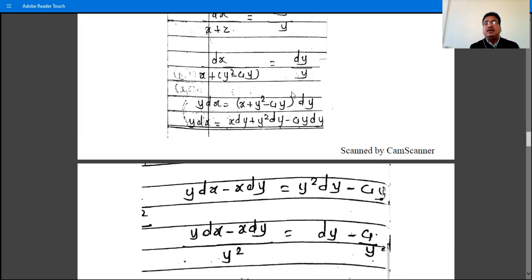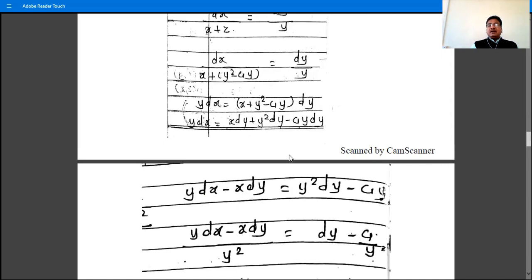So if we shift y to the LHS and shift this denominator to the RHS, after simplification we have y dx minus x dy. So what is the adjustment? If there is y dx plus x dy, then it is the derivative of x into y, but there is a minus sign. So adjust: divide by y square or divide by x square.